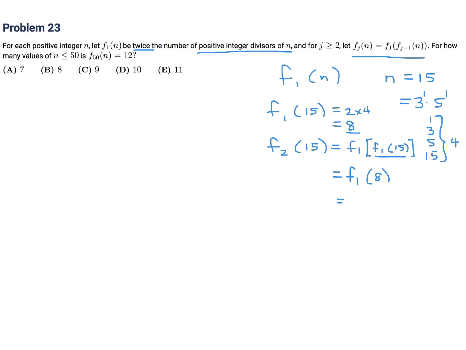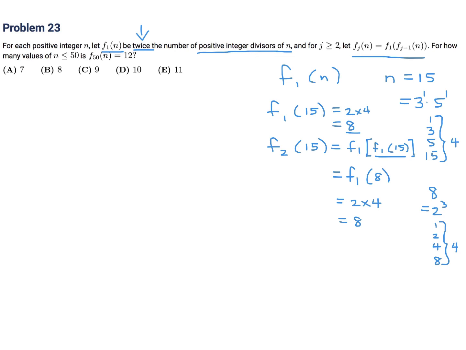Same thing. 8 has how many positive integer divisors? Well, what is 8, first of all? 8 is 2 to the power of 3, right? So we have 1, 2, 4, and 8. Is that it? Yeah, so there's 4 positive integer divisors of 8. So therefore, since f_1(n) is twice the number of positive integer divisors, it'll be 2 times 4, which is 8. Okay, so that's just an example of how to figure this out.